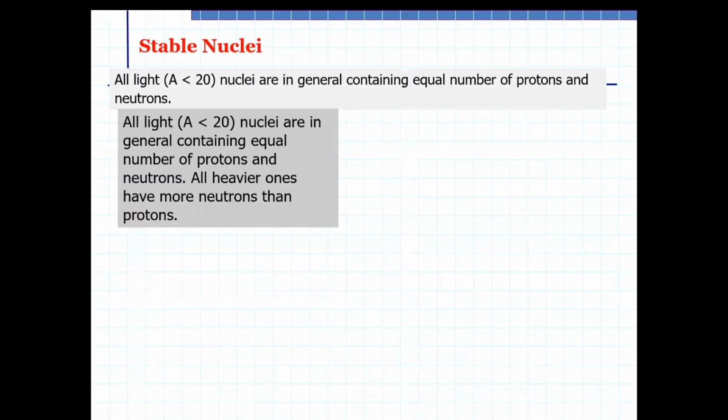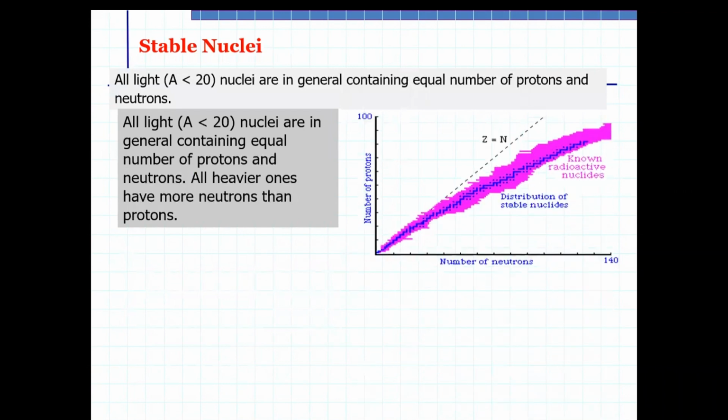Stable nuclei. Let's see, A less than 20 are generally containing equal numbers of protons and neutrons. All the light nuclei are containing equal numbers of protons and neutrons. All the heavier ones have more neutrons than protons. So all nuclei with Z greater than 80 and N greater than 126 and A greater than 209 are unstable.